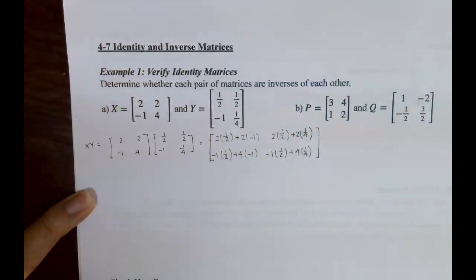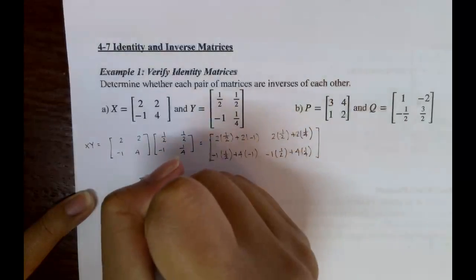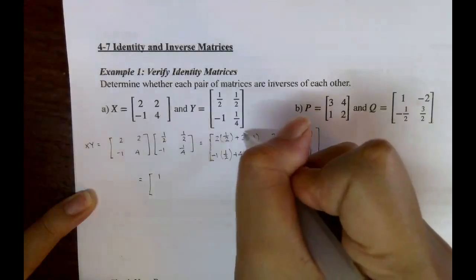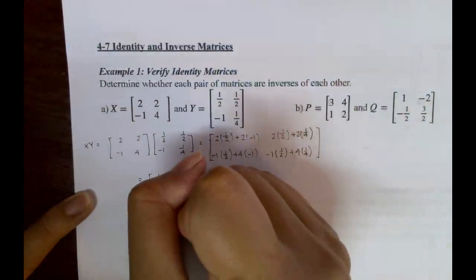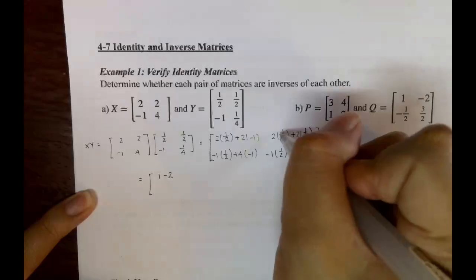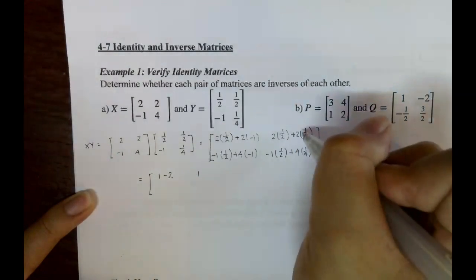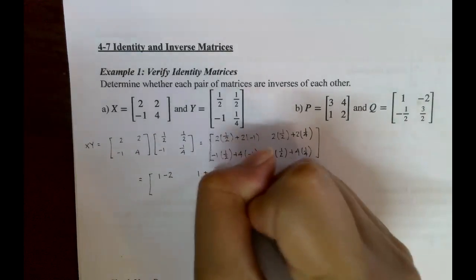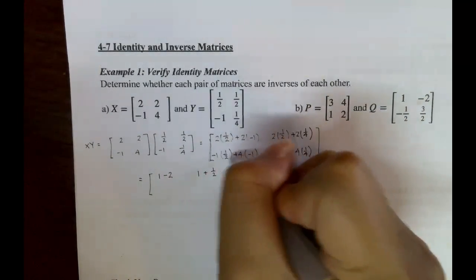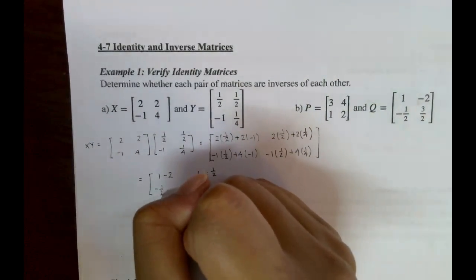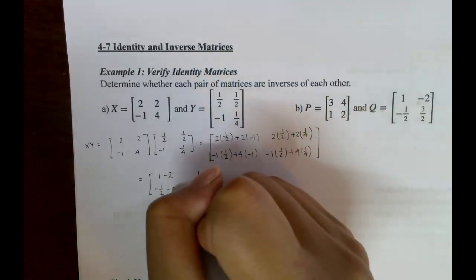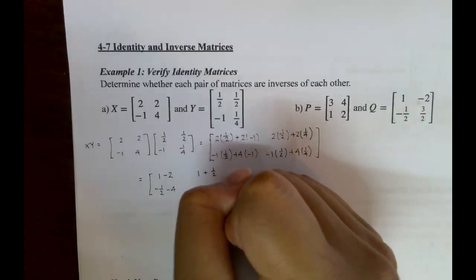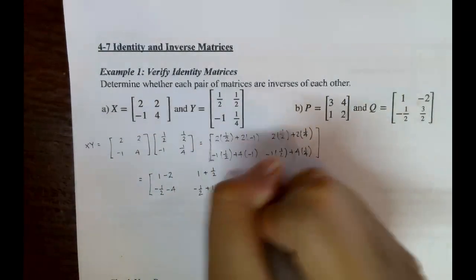Okay. So let's simplify here. 2 times a half is 1. So far, so good. Plus negative 2. 2 times 1 half is 1. 2 times 1 fourth is 1 half. So this becomes 1 plus 1 half. Negative 1 times 1 half is negative half. 4 times negative 1 is negative 4. And then last one here, negative 1 times 1 half is negative half. 4 times 1 fourth is 1.